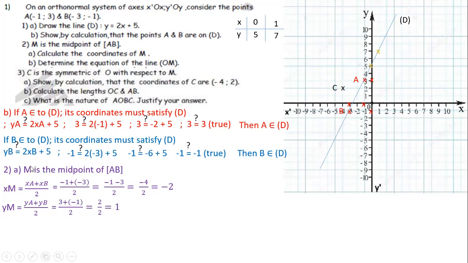Always after we calculate or after finding the coordinates of the midpoint, we should write M has coordinates (-2, 1). Because we are asked about the coordinates, we should write this. So M has coordinates (-2, 1).